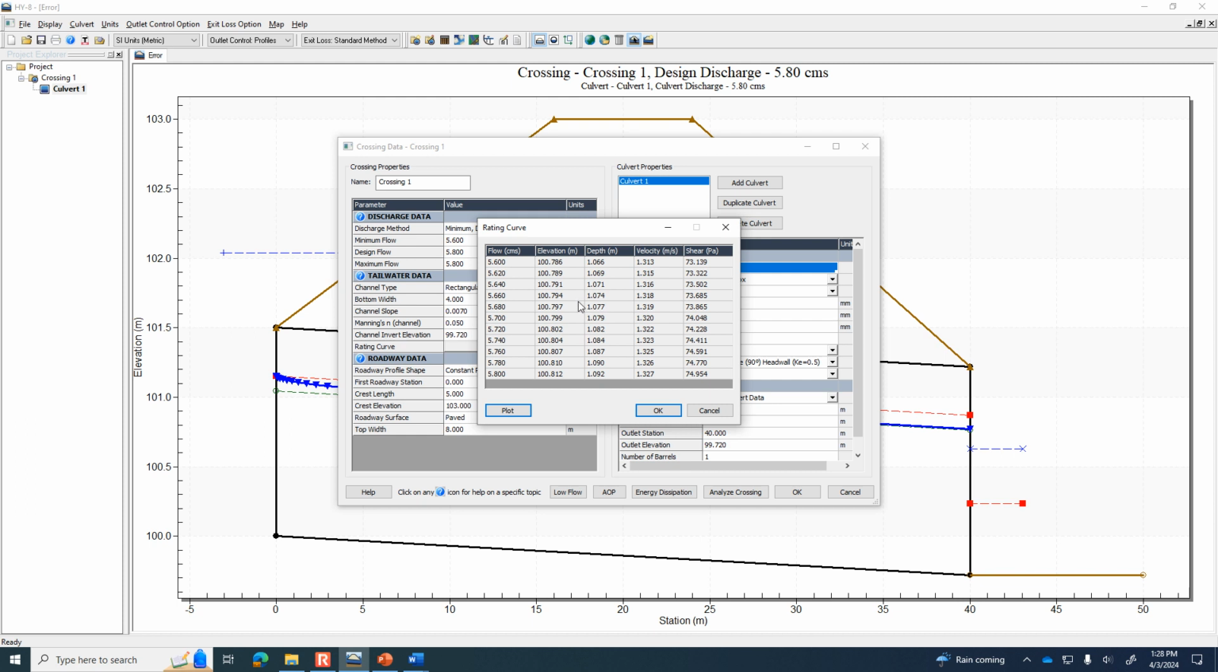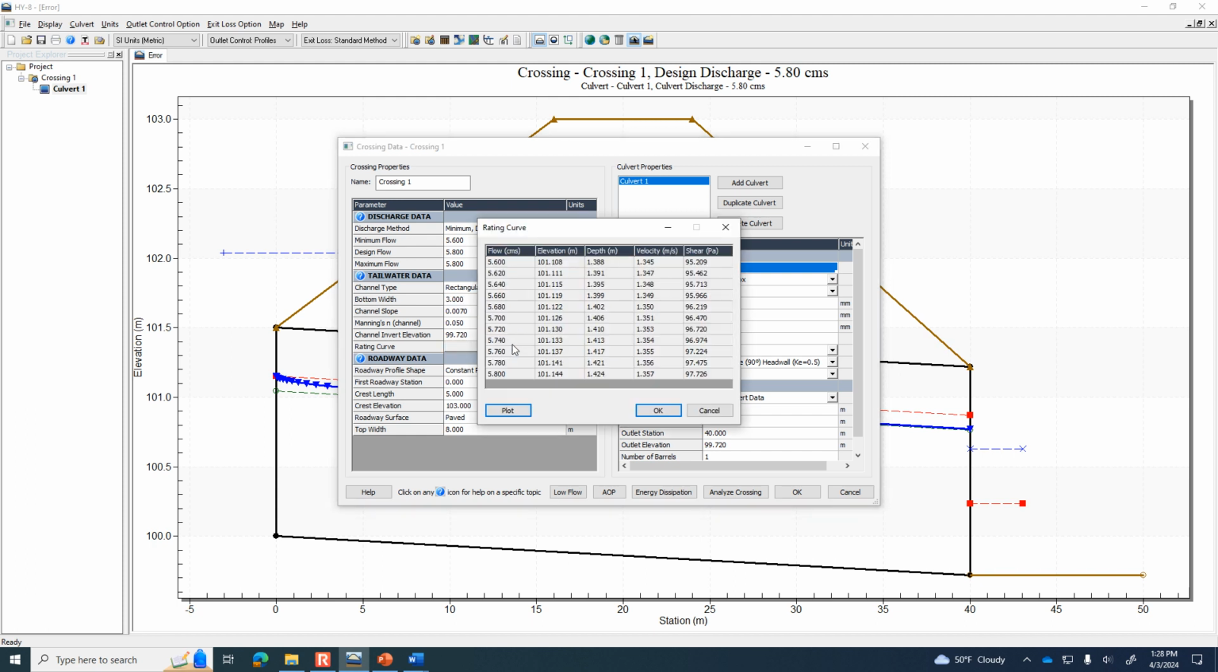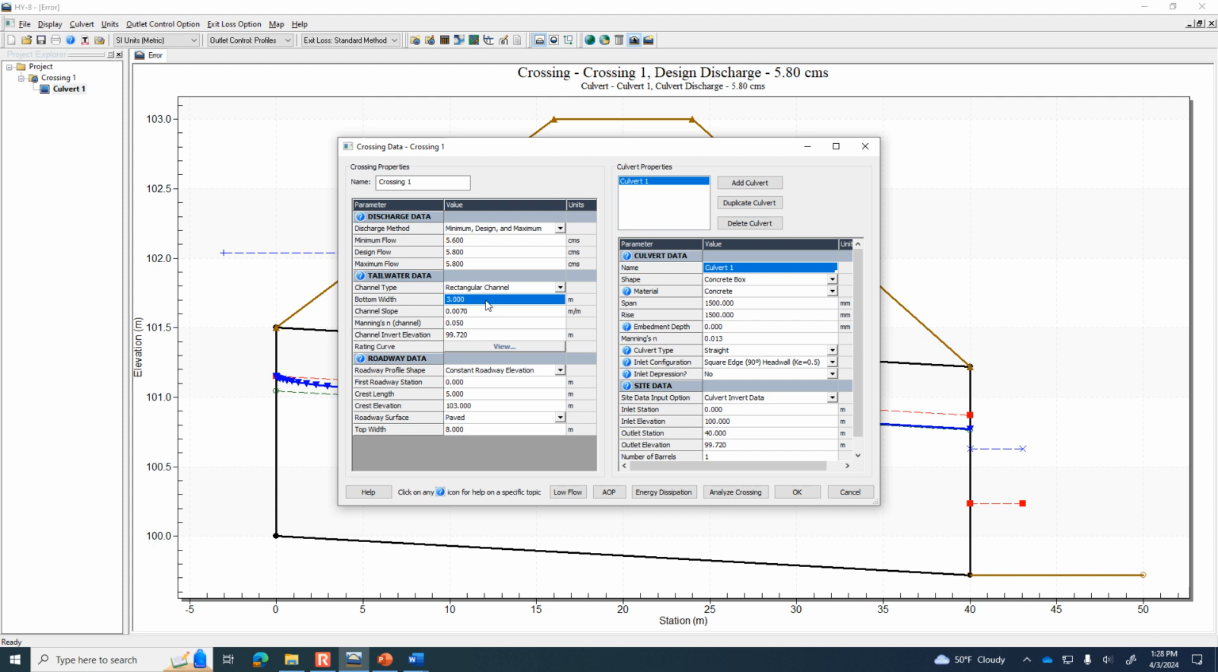So that's not yet up to 2, so we can make it narrower. What if we make the channel 3 meters wide? View the tailwater report. 5.68, 1.4. Okay? Still not as narrow as we could be.